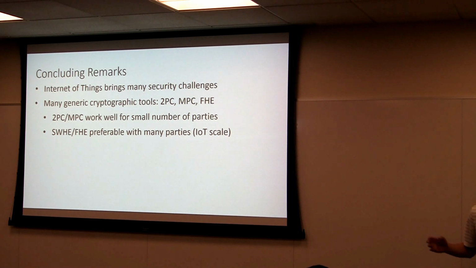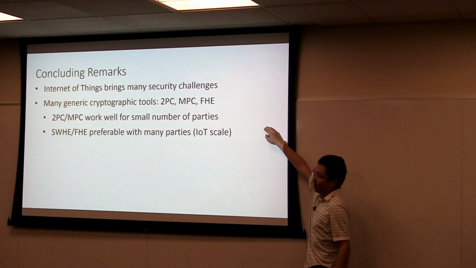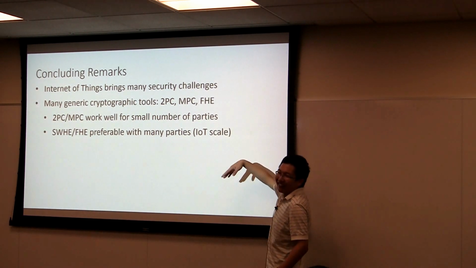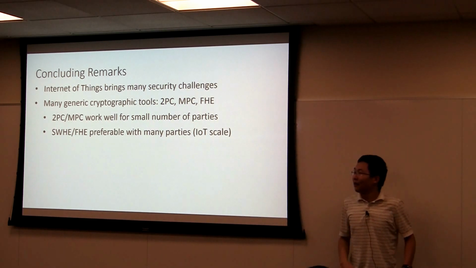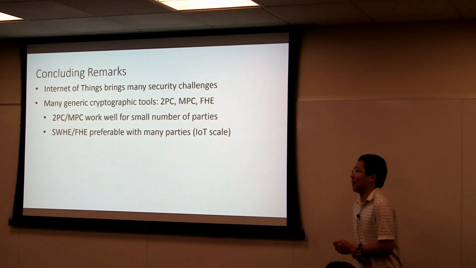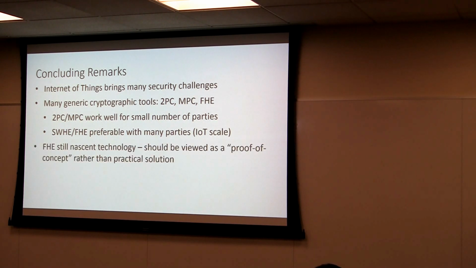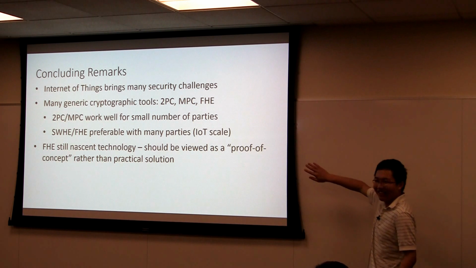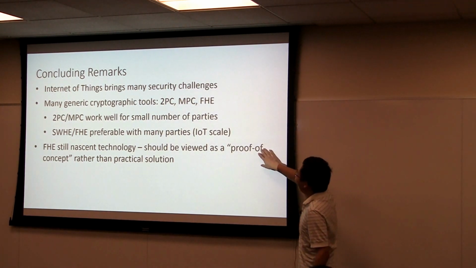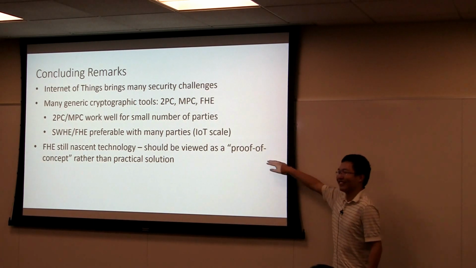So as I mentioned, two-party computation and multi-party computation are really, really efficient for a small number of parties. But when we start scaling up to, let's say, web scale, where we have hundreds and thousands of parties, this is the time to start considering solutions beyond multi-party computation, so looking at somewhat homomorphic and fully homomorphic encryption schemes. Fully homomorphic encryption is still very, very young. It was only developed in 2009. The performance of these things has increased by several orders of magnitude since 2009.